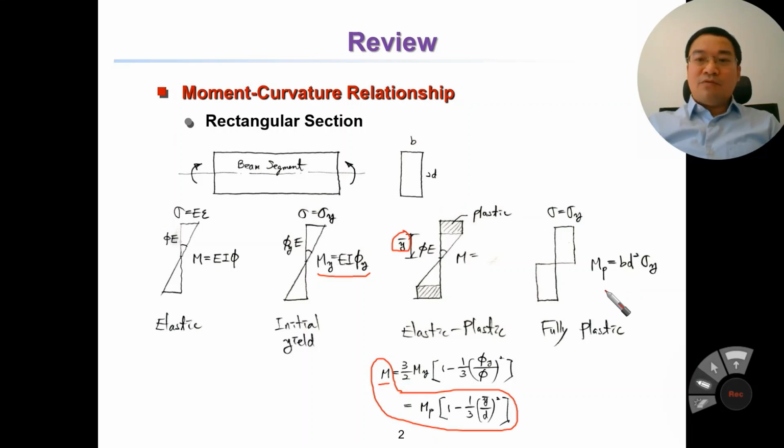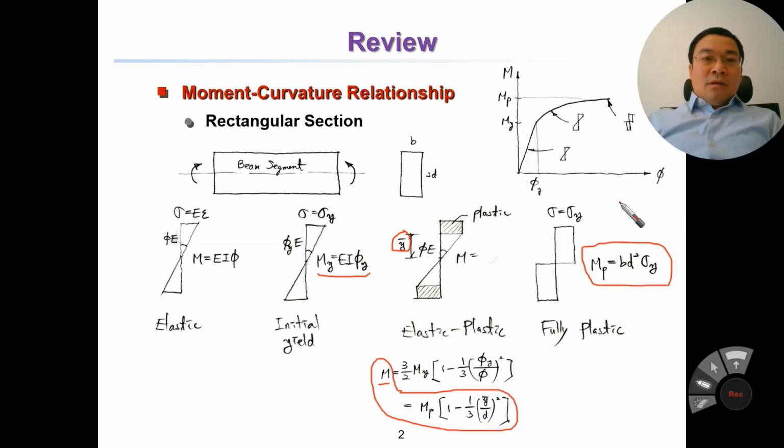And fully plastic Mp equal to b d squared sigma y. It is fully plastic, on the section sigma equal to sigma y. So we have the relationship between moment and curvature, and this is the moment curvature curve depending on the different phase. With different phases, we have different relationships between moment and curvature.